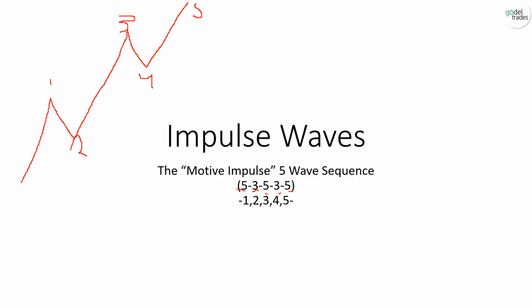Wave 1 here is going to be a 5-wave move. Wave 2 will be a 3-wave move. Wave 3, another 5-wave move. Wave 4, a 3-wave. And then wave 5, another 5-wave move. That's the substructure breakdown. That's how it decomposes. It's a 5, 3, 5, 3, 5.